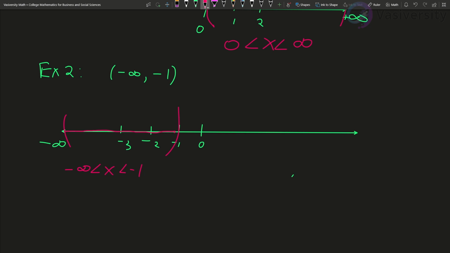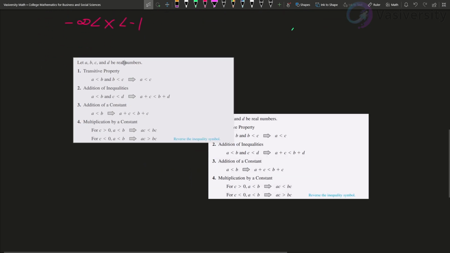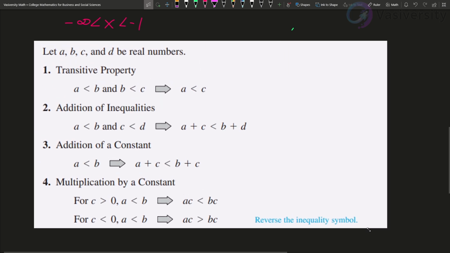Now, let's think about the properties of the inequalities. The most important property is the multiplication property. Well, let's go through all of them. Let a, b, c, and d be real numbers.